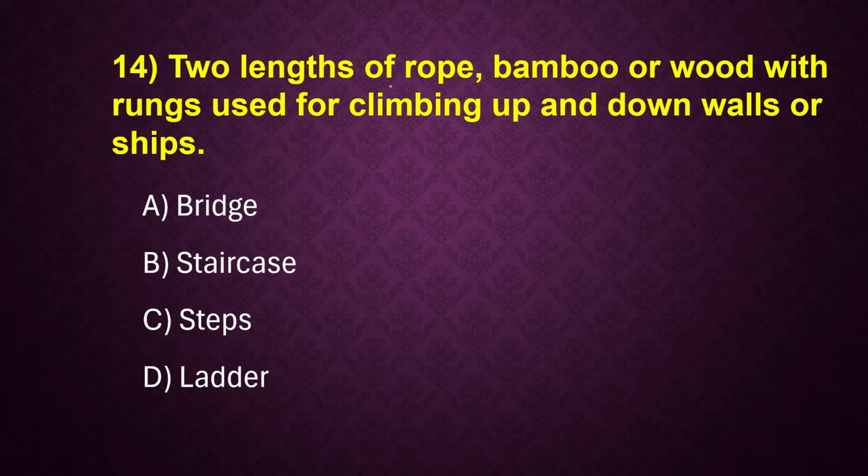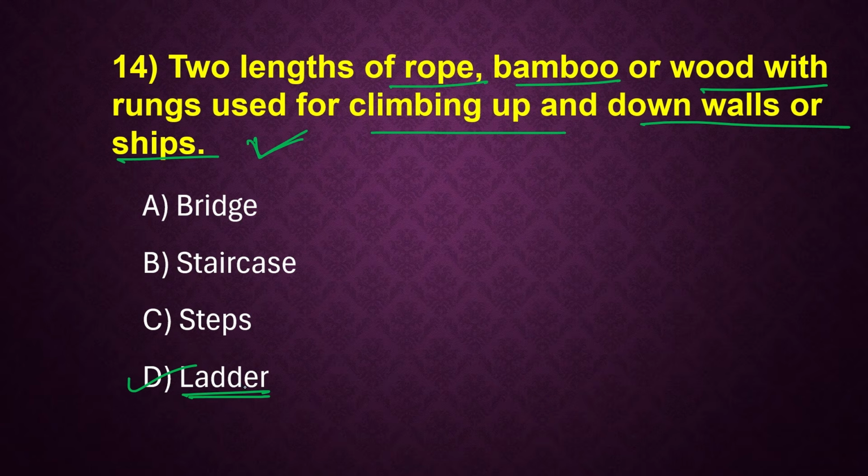Two lengths of rope, bamboo or wood with rungs used for climbing up and down walls or ships. Look, this one is very common, and I think you people know the correct answer. That is option D, ladder. A ladder consists of two long sides joined by rungs and used for climbing upward or downward safely.